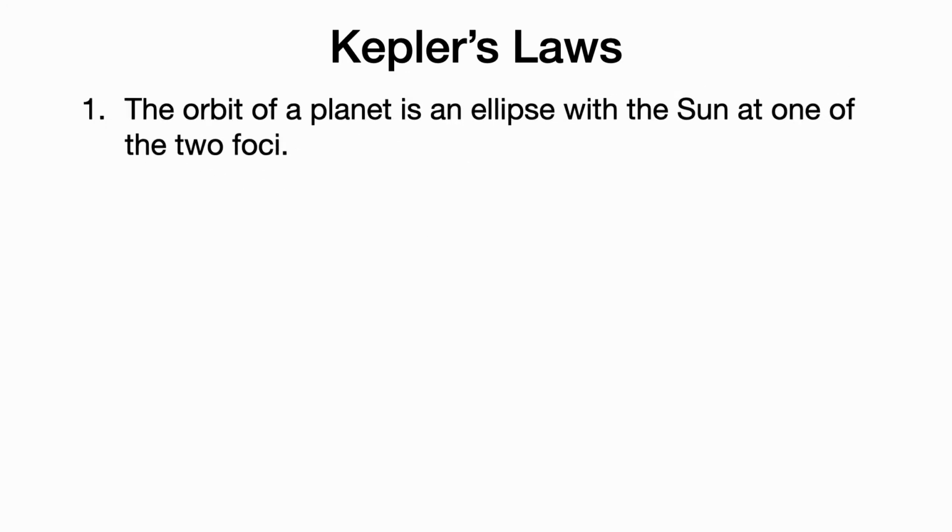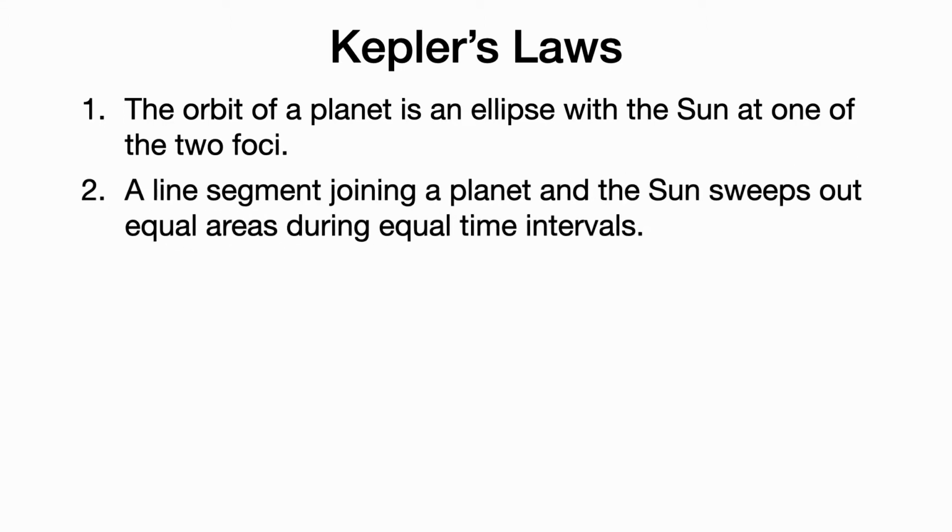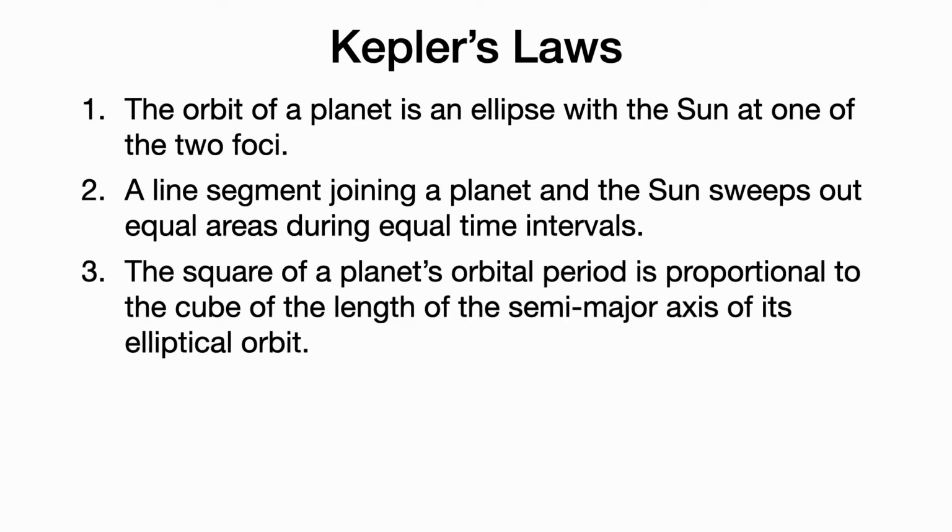To further check his law of universal gravitation, Newton was able to compare against Kepler's laws of planetary motion. Kepler derived these laws long before Newton was even born, based on very detailed observations of the positions of the planets in the sky. His first law states that the orbit of a planet is an ellipse with the sun at one of the two foci. The second law is that a line segment joining a planet and the sun sweeps out equal areas during equal time intervals. And the third law is that the square of a planet's orbital period is proportional to the cube of the length of the semi-major axis of its elliptical orbit.